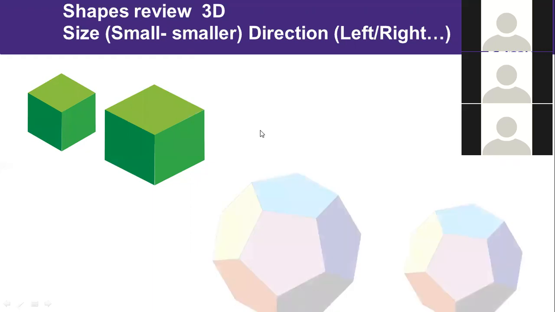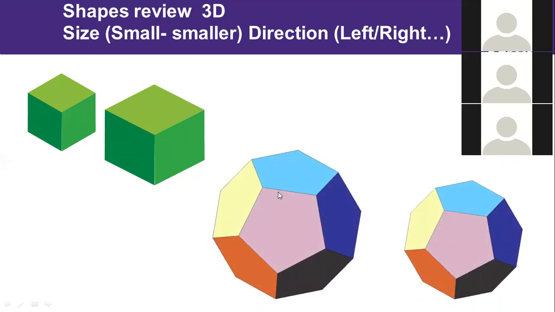All right, and then we've got another 3D shape. It is pink. It looks like what? It's a sphere. A sphere.